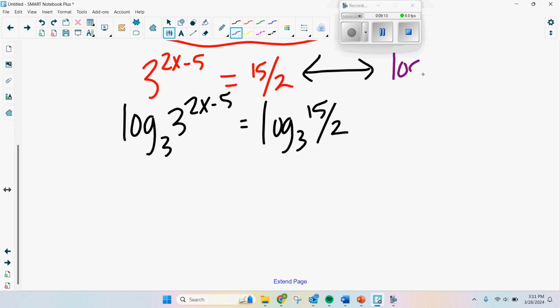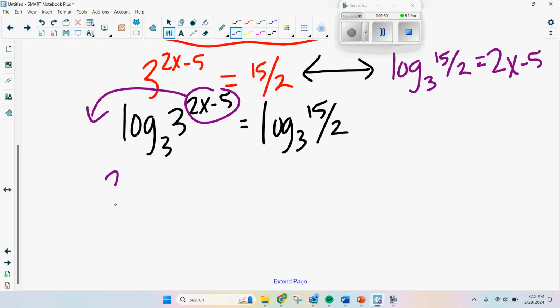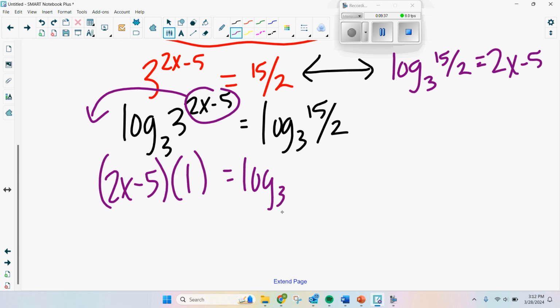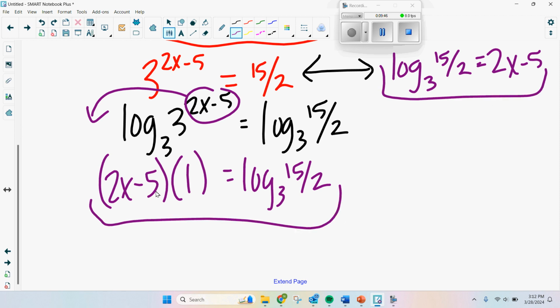So if I rewrote this in log form, the little part would be 3, this part would be 15 over 2, and this would be 2x minus 5. Do you see how that's actually the same thing as what's happening down here in the black? Because you would move this exponent to the front, and then log base 3 of 3 is actually 1. So it doesn't matter if you take the log of both sides or if you rewrite it into logarithmic form, you still end up with this either way. Okay.